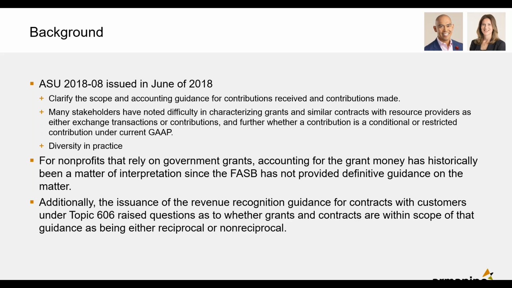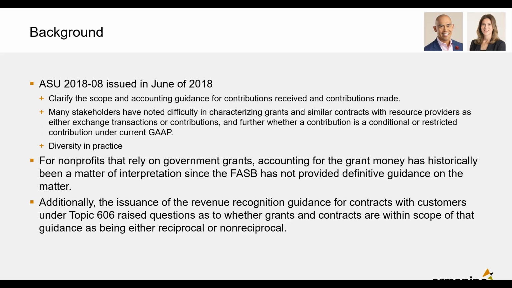So really what it's going to do is clarify the scope and accounting guidance for contributions received and contributions made. So this applies for you nonprofit organizations that are both receiving and making grants and contributions. Some of you might be private foundations or other C3 or other nonprofit organizations that are also making contributions as well.